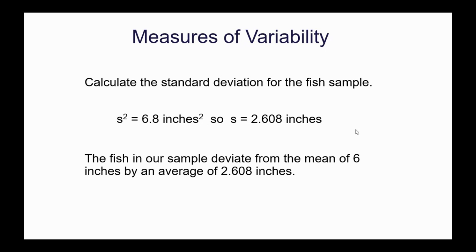And as we'll learn, I believe it's on, it may be Tuesday actually. I was going to say Monday, but I think it's actually Tuesday. Most of your data will be within 1 to 2 standard deviations from the mean. Most, if not all, of your data. So for our fish example, our sample deviates from the mean of 6 inches by an average of 2.608 inches.